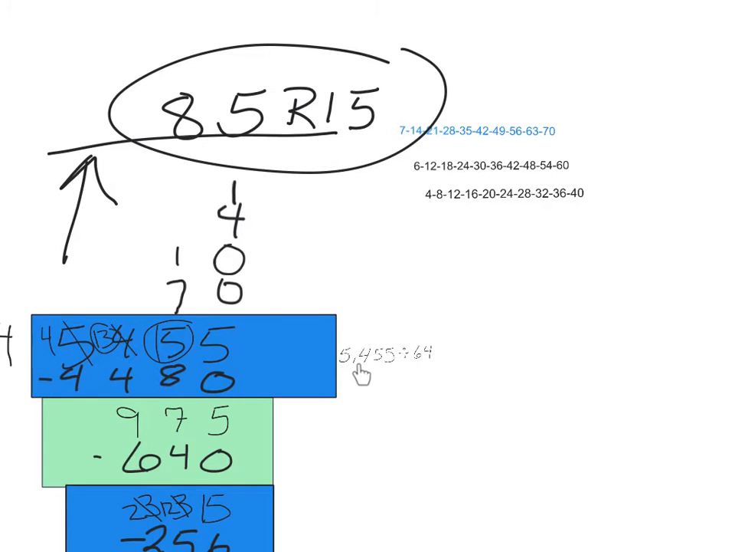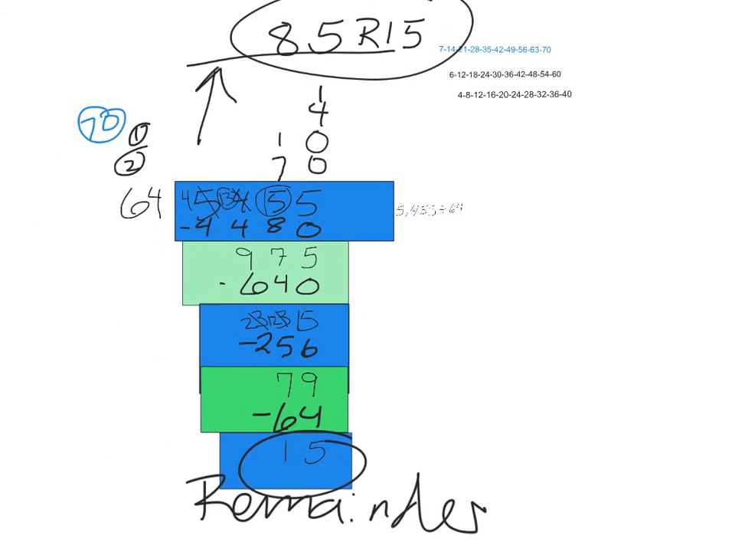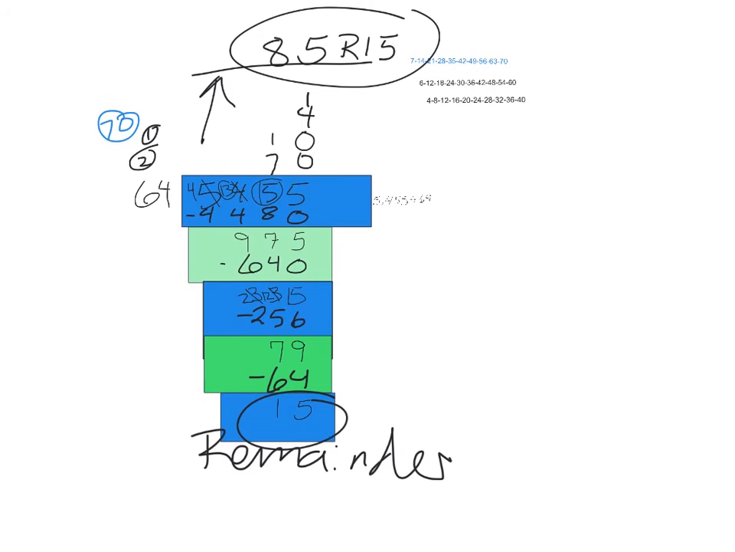So 5,455 divided by 64 equals 85 with a remainder of 15. Hey, if you made a mistake anywhere along the way, no worries at all, my friend. Simply pause the video, fix your mistake. That is the fastest way to learn. So, let's move on to our next problem.